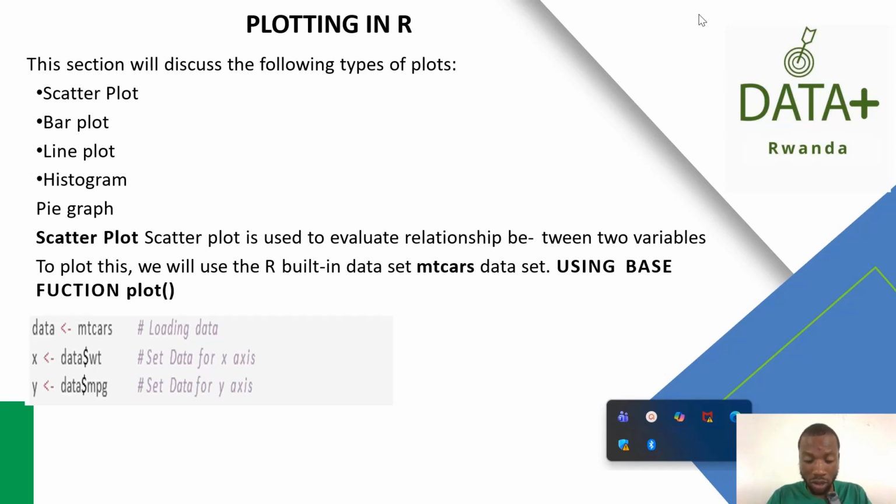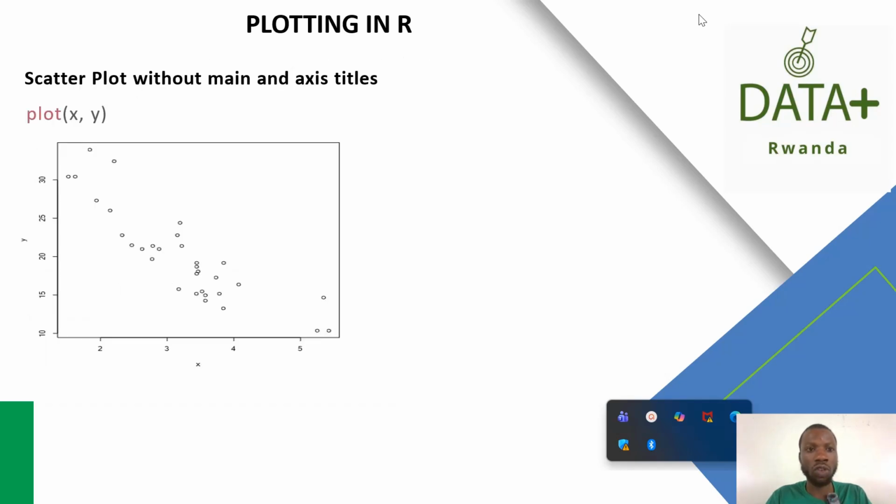For this note, I use the dataset called mtcars. Mtcars is a dataset that is built into the programming language, because it is meant for data visualization. It is also under the package called ggplot2. ggplot2 is a package used for data visualization, and you will see it later. So this is the scatter plot with main and axis titles.